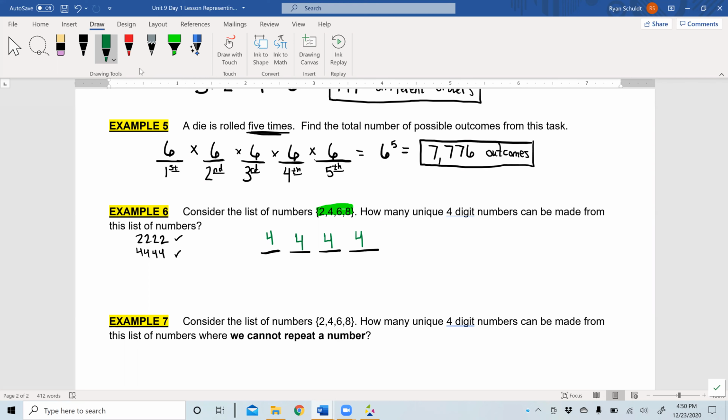All our blanks are filled. We do just like we did in the problem above. Just multiply all these fours together. That's going to be 4 to the 4th power, which is, let's see, 256 unique numbers. That's our answer.